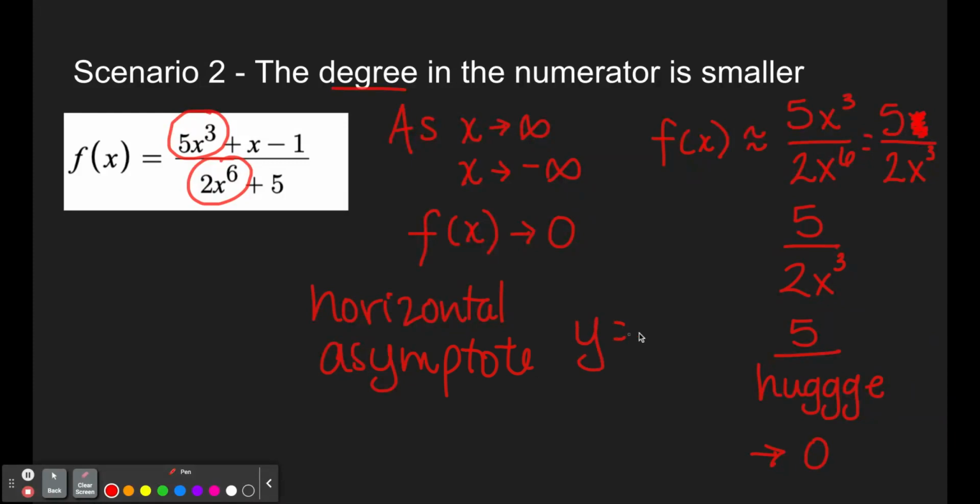of y equals 0. What's nice about this is now next time you see a function where the largest exponent in the denominator is larger than the largest exponent in the numerator, you know the horizontal asymptote is just y equals 0, and you don't have to do any of the other steps.